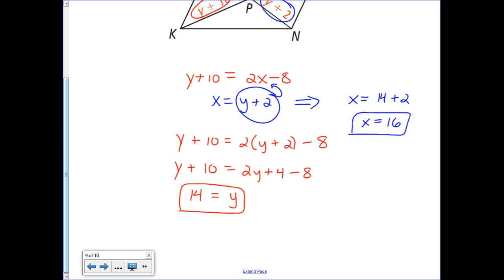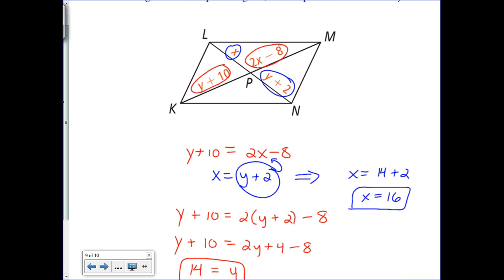You could always plug them back in to check that now each of the diagonals has actually been bisected. So sure enough, if I plug in x as 16 and y as 14, I'm going to get the same value for LP as I am for NP, and then I'm going to get the same value for KP as I am for MP. And that is all.